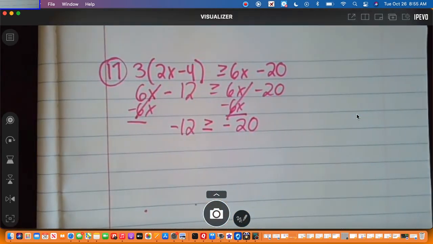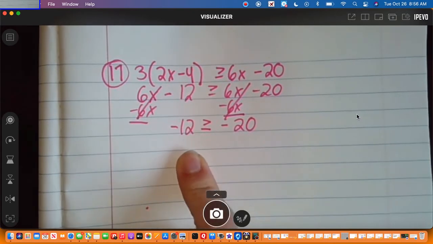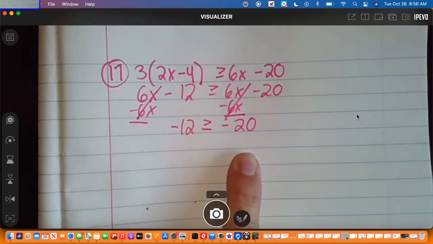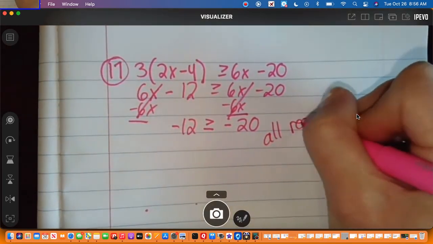Now think about that. Is negative 12 bigger than negative 20? Yes, it actually is. So it's all real numbers. But what if it wasn't? Then it would be no solution. This one's kind of confusing because you have to think about it. Negative 12 is bigger than negative 20, so it's all real numbers.